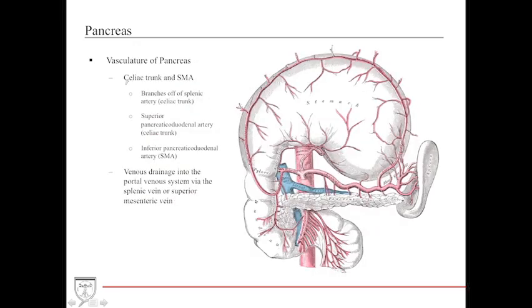The pancreas actually gets two blood supplies, one from the celiac trunk and one from the SMA. It gets branches off the splenic artery, which is a portion of the celiac trunk. It also gets blood supply from the superior pancreaticoduodenal artery, which is again off the celiac trunk, and then blood from the inferior pancreaticoduodenal artery, which is off the SMA. The venous drainage of the pancreas parallels these arteries and drains to the portal venous system, emptying into either the splenic vein or the superior mesenteric vein and eventually into the portal venous system.